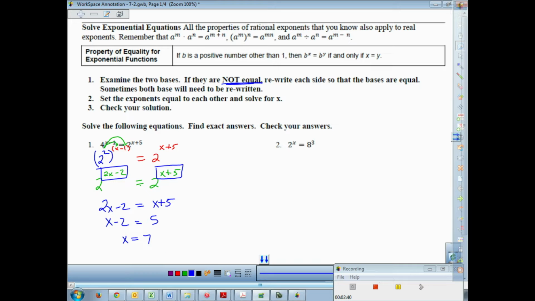Correct? Now we get to do the fun part. Check it. Let's see if it works. So we'll do the same old.